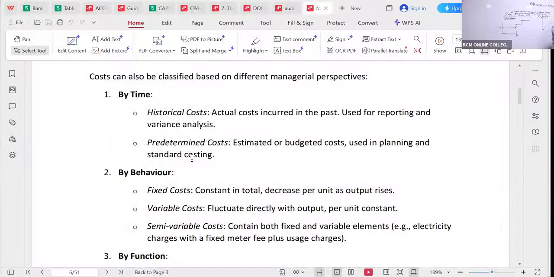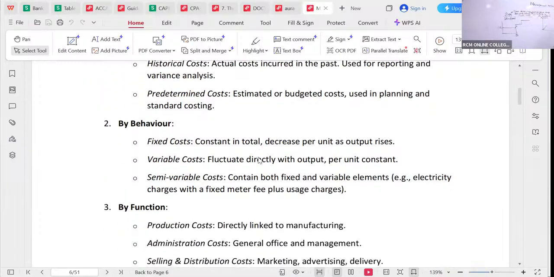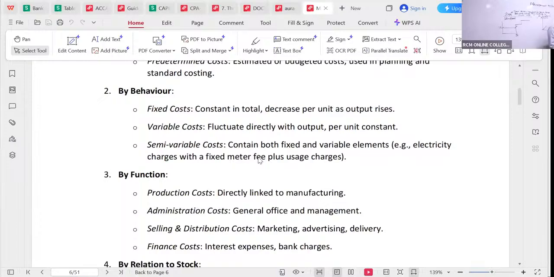Then we have by functions, management functions. You know, like how we do administration. Those are functions of management, isn't it? Functions of a company. So we have administration, we have distribution costs, we have finance costs by function. So by function, manufacturing costs, I love this. So by function, we have production or manufacturing costs. These are directly linked to manufacturing. Then we have administration costs, general office and management. Then we have selling and what here, somebody? Distribution, marketing, advertising, delivery. Then we have finance costs, interest expenses, bank charges, etc.